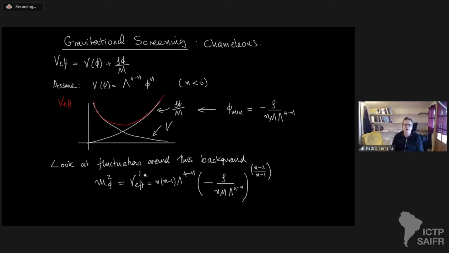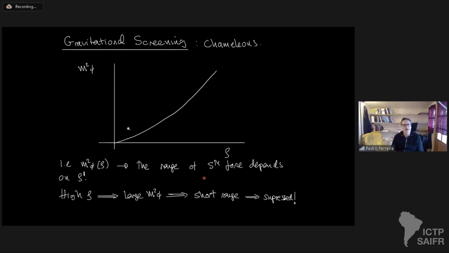Now, let's look at fluctuations around this background, okay? Well, there should be two derivatives here. You want to look at basically the value of the curvature around that minimum. And so the m squared of phi is going to be V double prime of the effective potential, and you can get an expression. And so that effective mass is going to depend on the density. But this is quite remarkable because this means that effective mass depends on the density of the environment. And what is this effective mass? This effective mass is nothing more than the range of the fifth force of that scalar field.